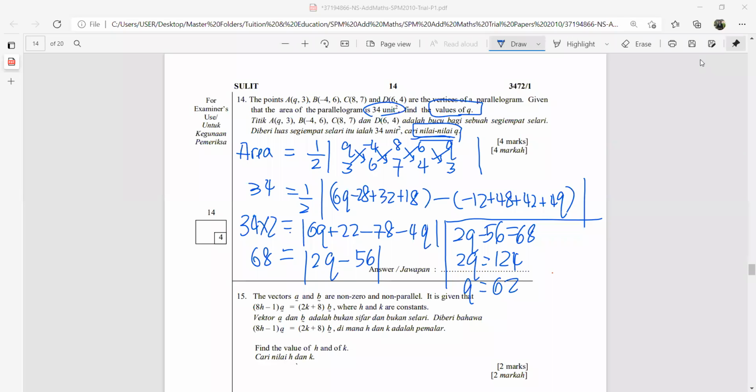Another answer, check. That's why I asked you to do first. 2Q minus 56 equals to negative 68. Okay, negative, I bring that. So 2Q equals to negative 68 plus 56, negative 12. So Q is negative 6. Yeah, you got it correct. But not many people got correct. I feel so sad. Only who got it correct?